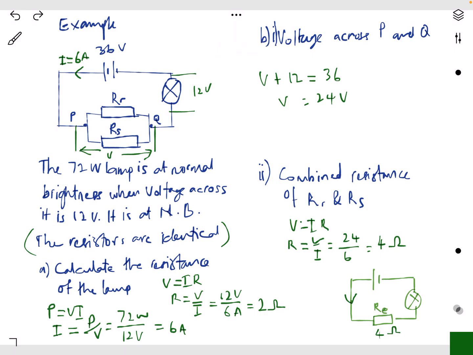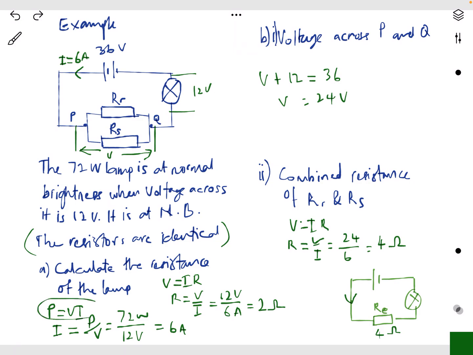Okay, and you are also informed here that the resistors are identical. So we have R and RS here, they are identical, so the values are the same. Now the first question is to calculate the resistance of the lamp. We want to know the value of the resistance of the lamp, because we know the lamp itself serves as a resistor. Okay, how do you solve this problem? You need to calculate the resistance of the lamp.